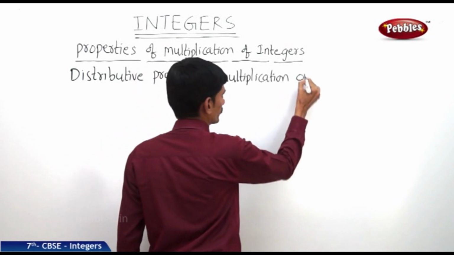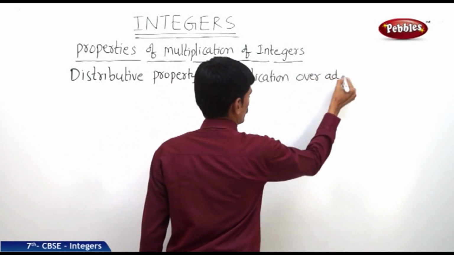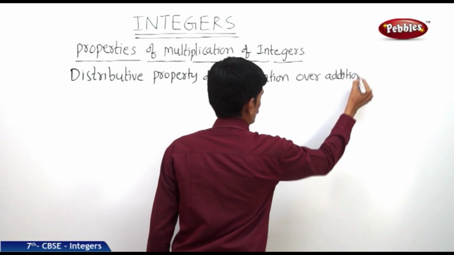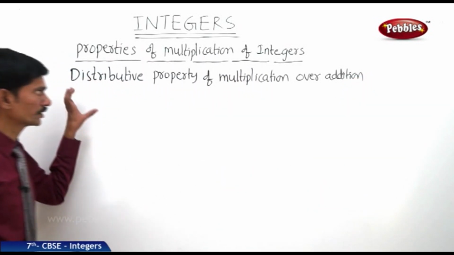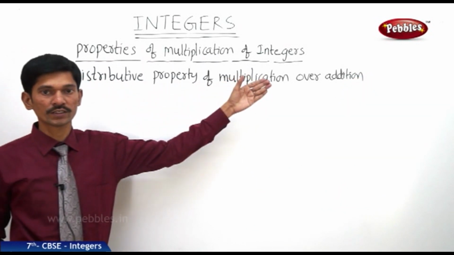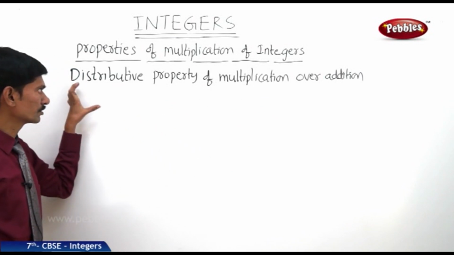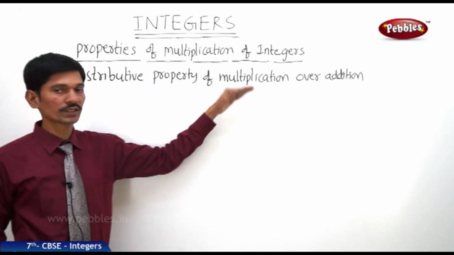Over addition. So first let us see the distributive property of multiplication over addition. Then we will see the distributive property of multiplication over subtraction.